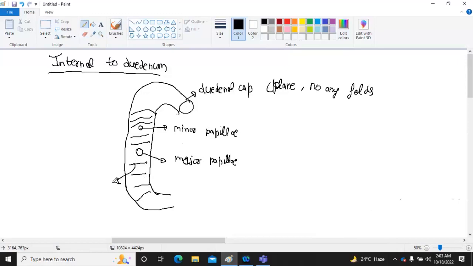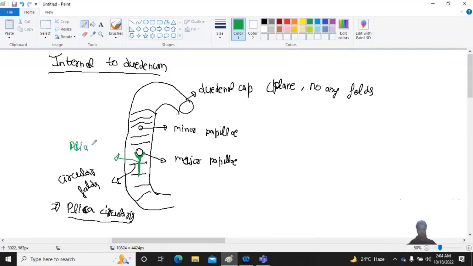These folds, what are circular folds called? Plica circularis. Then these are the folds, plica circularis. And there is another thing, another small fold which descends. This fold is called plica longitudinalis. These are plica longitudinalis. So these are the folds which are present inside the duodenum.